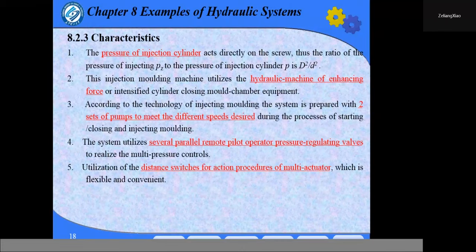Second, this injection mold machine utilizes the hydraulic machine of expansion force and the intensified cylinder closing mold chamber equipment. According to the technology of injecting mold, the system is equipped with two sides of pumps to meet the different speeds desired during the processes of starting, loading, and injection mold. Also, the system utilizes several parallel remote pilot operated pressure regulating valves to realize multi-pressure controls. The last one is utilizing the distance switches for action procedures of multi-actuator, which is flexible and convenient.